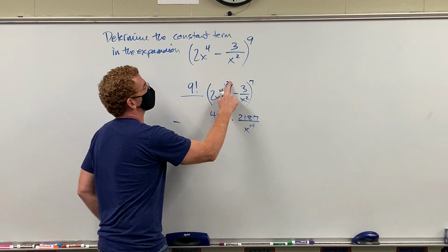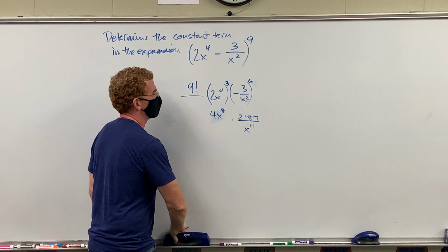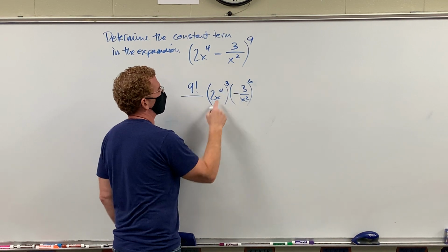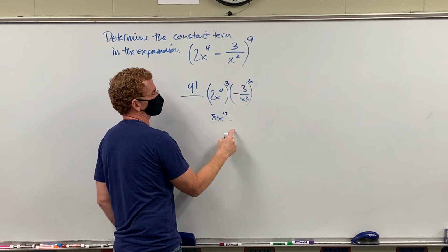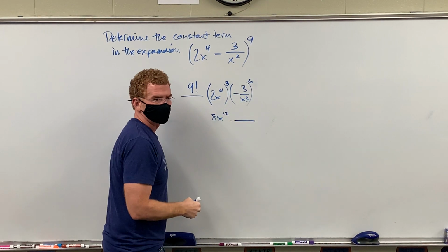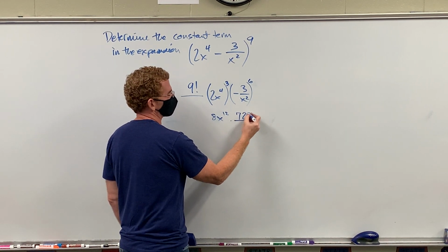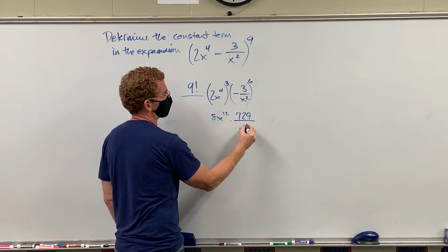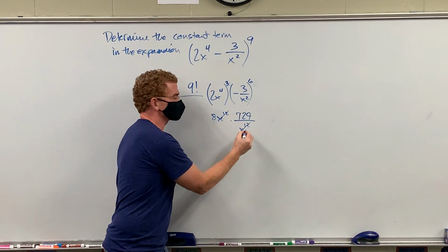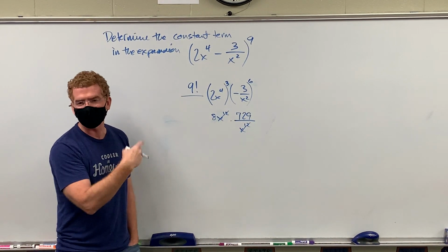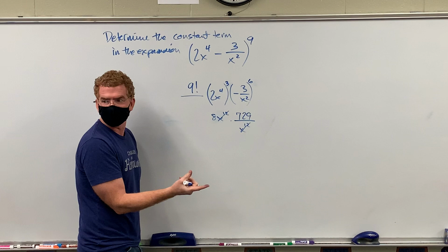But at some point, what happens? And at this point, I have 2 to the cube, which is 8x to the 12th. Here I have 6 negatives, which is positive, and 3 to the 6th, which is 729, and x to the 12th on the bottom. And at this point, you go, oh, all the x's cancel. Now, hopefully you don't have to draw it out as long as I just did, right? But once you see them cancel, you can go, oh, well, now I can complete the problem.